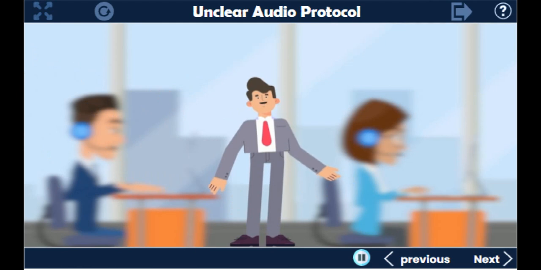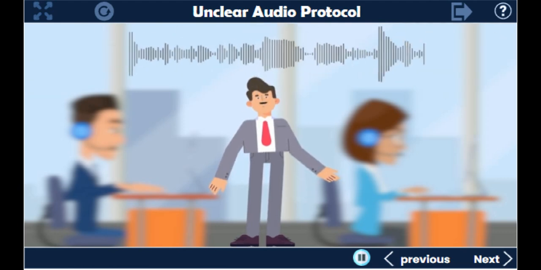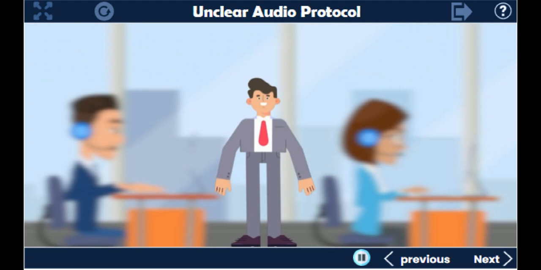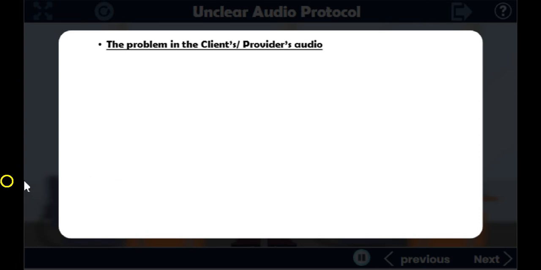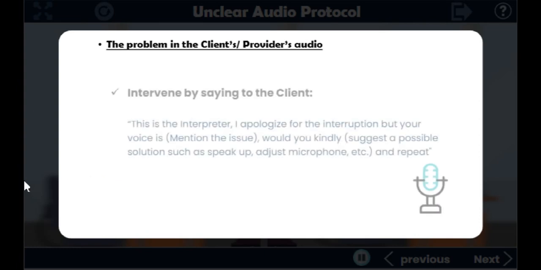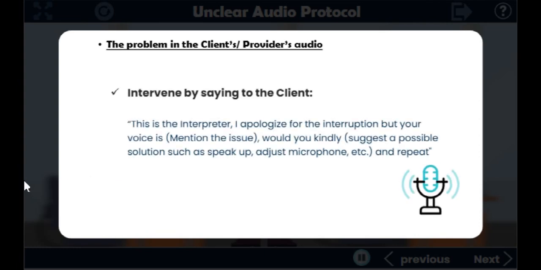During the interpretation session, in case there's an audio issue or any other reason that prevents you from hearing a statement, your actions will be taken after finding a neutral pause for intervention. If the problem is with the client's audio, you could say, "This is the interpreter, I apologize for the interruption, but your voice is," mention the issue, then follow that with "would you kindly," suggest a possible solution, and repeat.